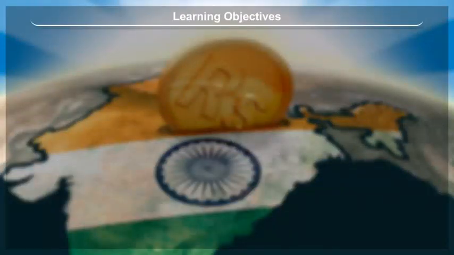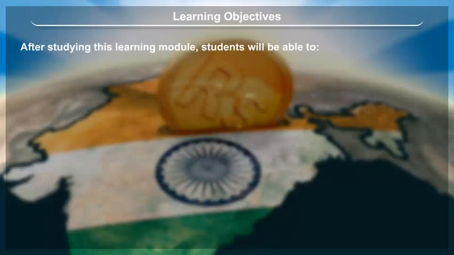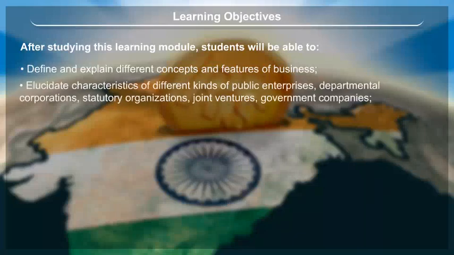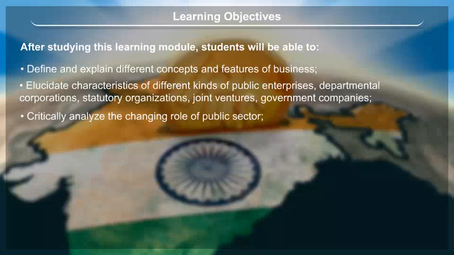Learning objectives. After studying this learning module, students will be able to define and explain different concepts and features of business. Elucidate characteristics of different kinds of public enterprises, departmental corporations, statutory organizations, joint ventures, government companies. Critically analyze the changing role of public sector.